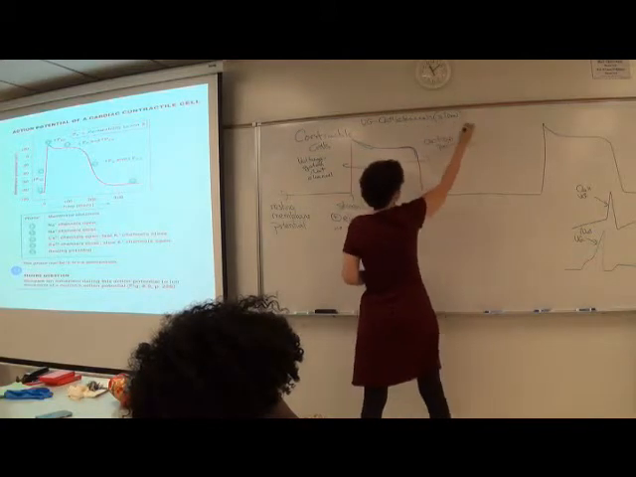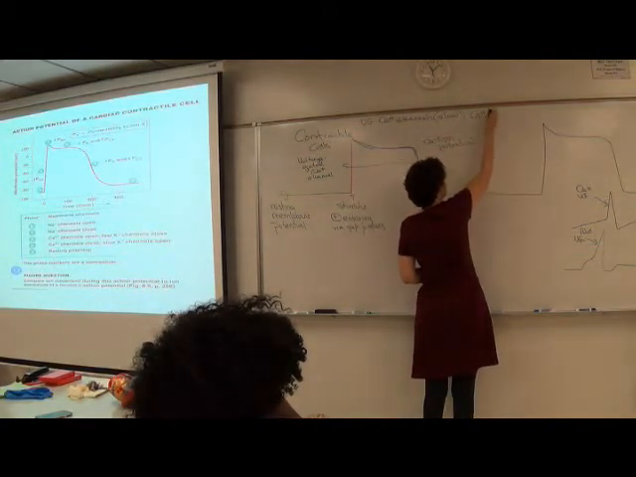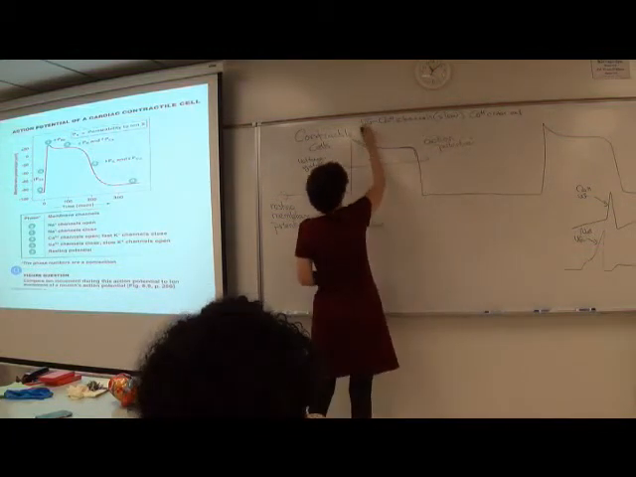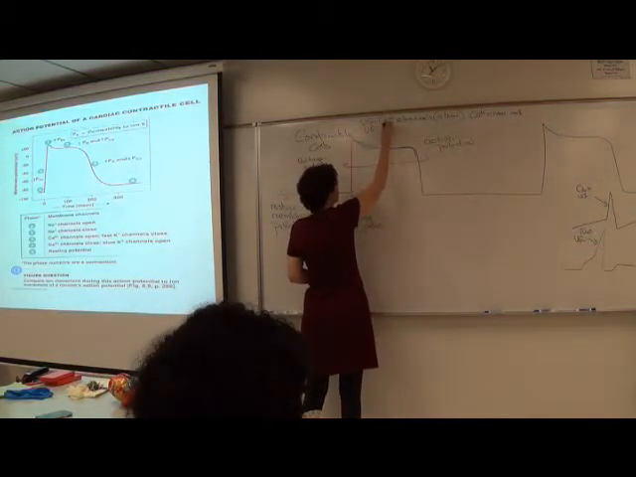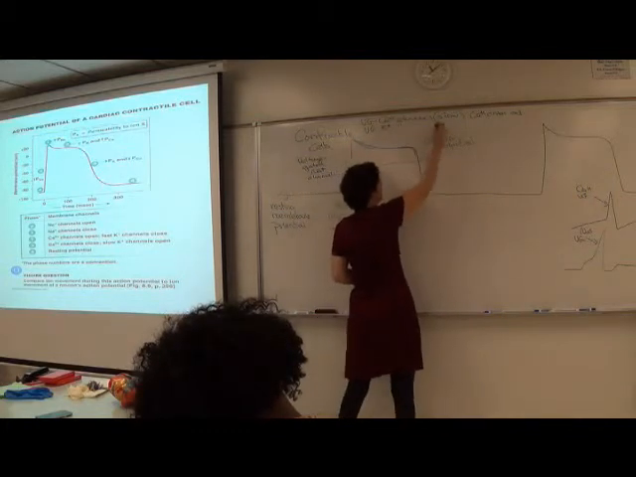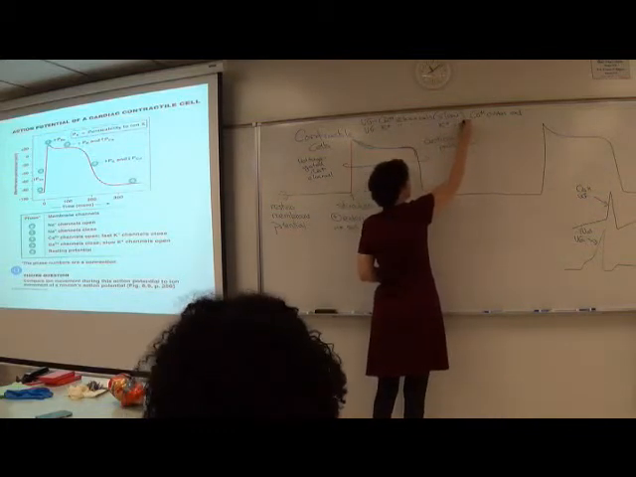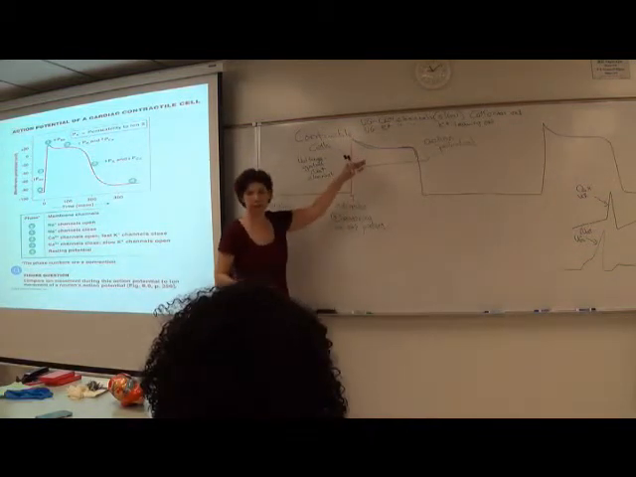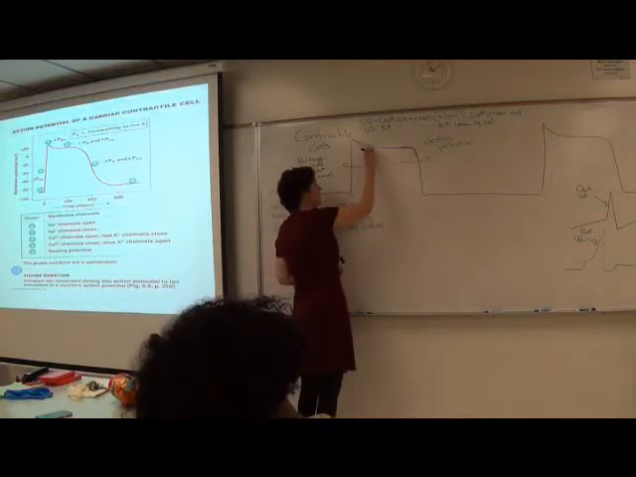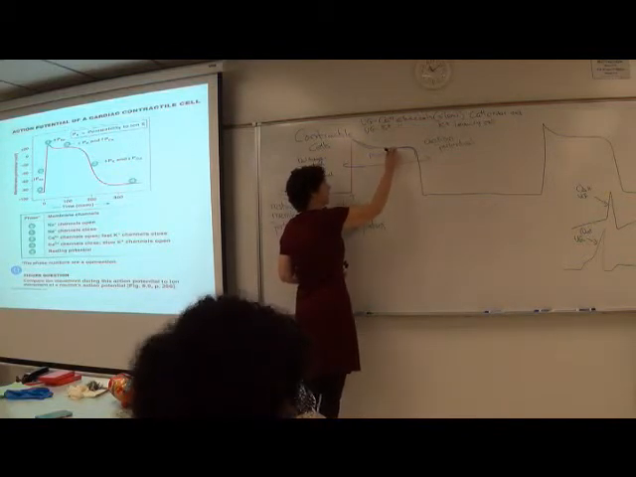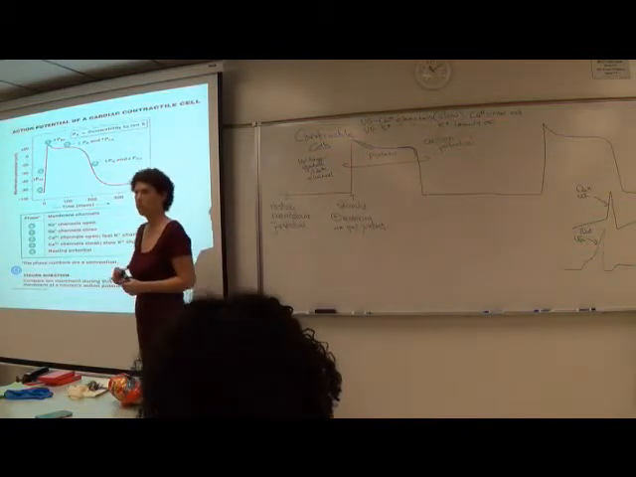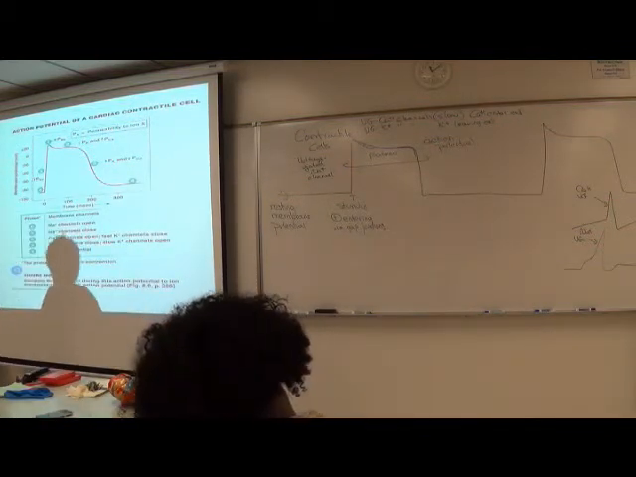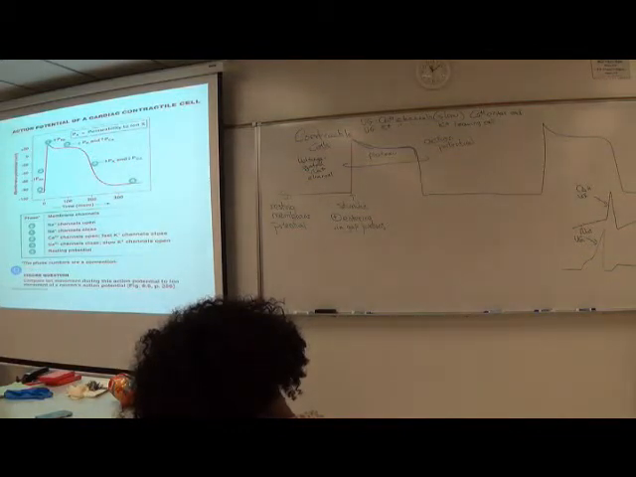So voltage-gated calcium channels, calcium ions are entering the cell. Voltage-gated potassium channels, potassium is leaving the cell. Do they open at the same time? Actually, calcium opens first, and then potassium. So this is known as the plateau. And again, it's the incoming calcium that flattens that out.